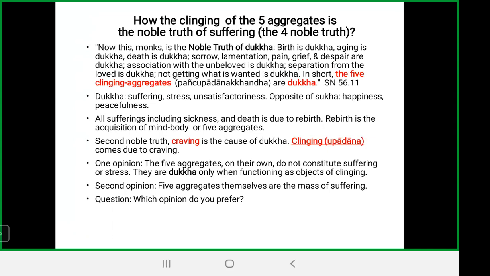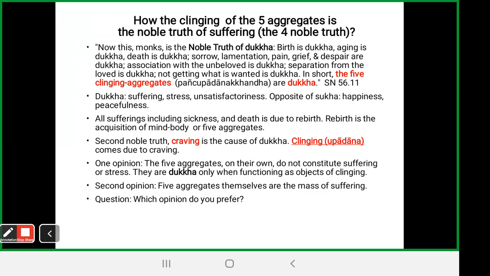Now, when we talk about the noble truth, the clinging aggregates are considered in the noble truth of dukkha. This is from the Tipitaka. Now, monks, this is the noble truth of dukkha. Birth is dukkha, aging is dukkha, death is dukkha, sorrow, lamentation, pain, grief, despair are dukkha. Association with the unbeloved is dukkha, separation from the loved is dukkha, not getting what is wanted is dukkha. In short, the 5 clinging aggregates, pancha upadana khanda, are dukkha.